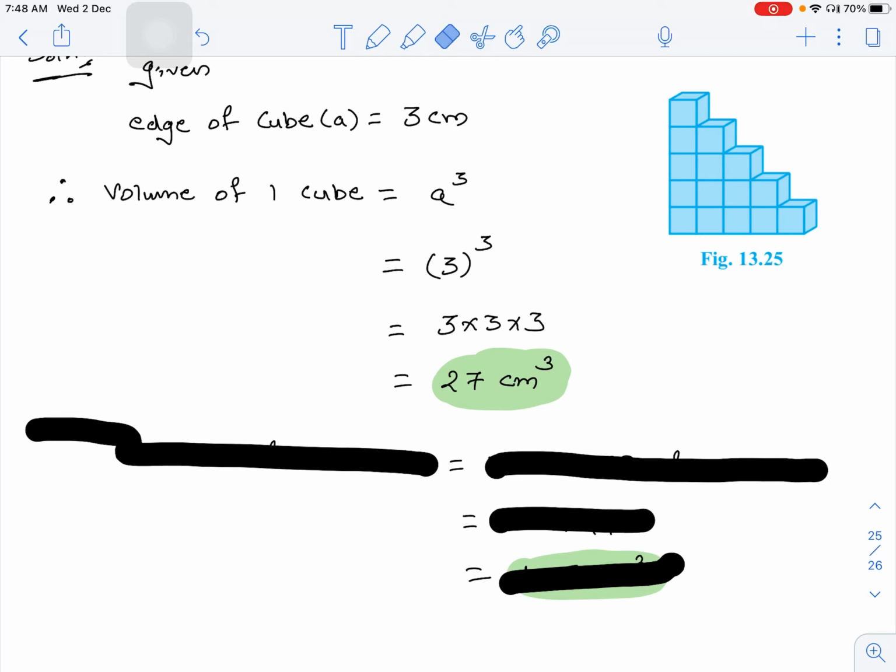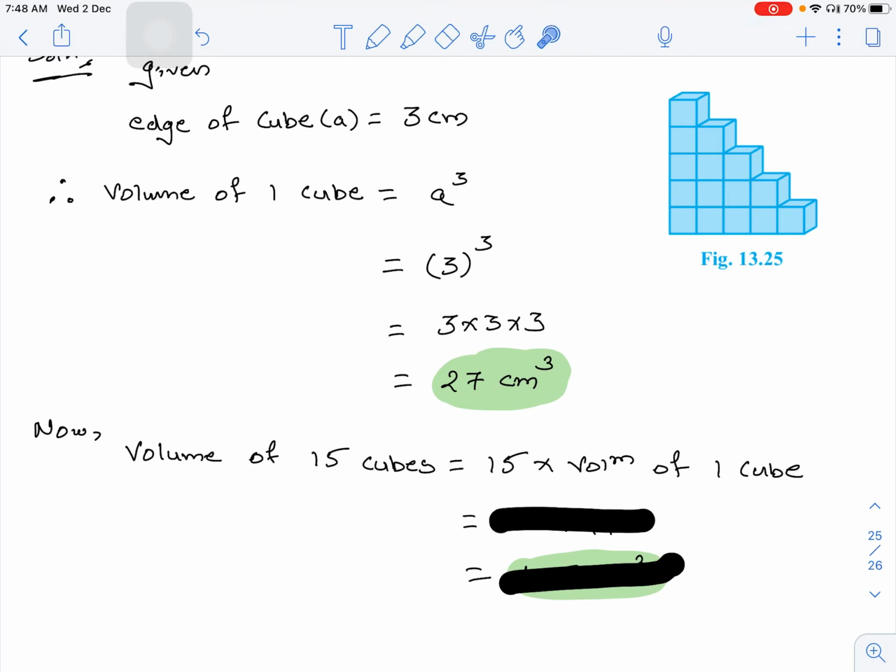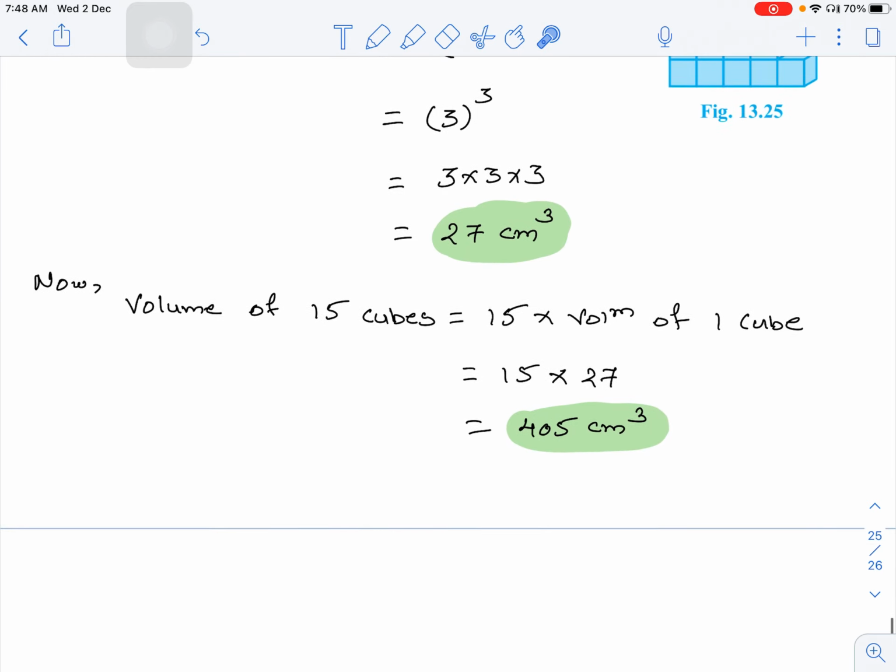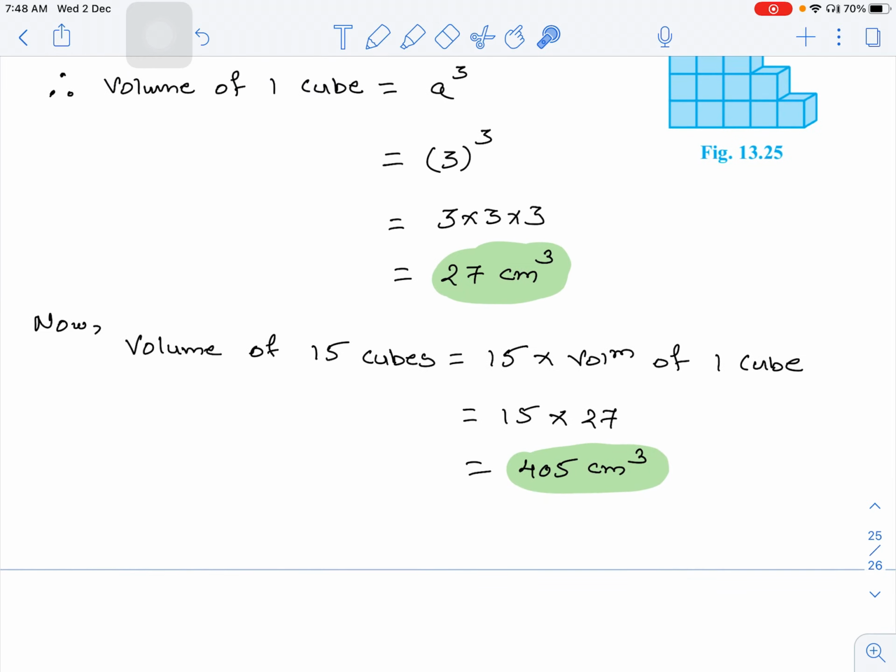Okay, so if the volume of one cube is 27 centimeter cube, now the volume of 15 cubes will be equal to 15 multiplied by the volume of one cube. So that equals 15 into 27. In the next step, we get that the final answer is equal to 405 centimeter cube. So in this way, we have learned how to find the volume of a cube and a volume of a cuboid. Okay, so this much is enough for today.